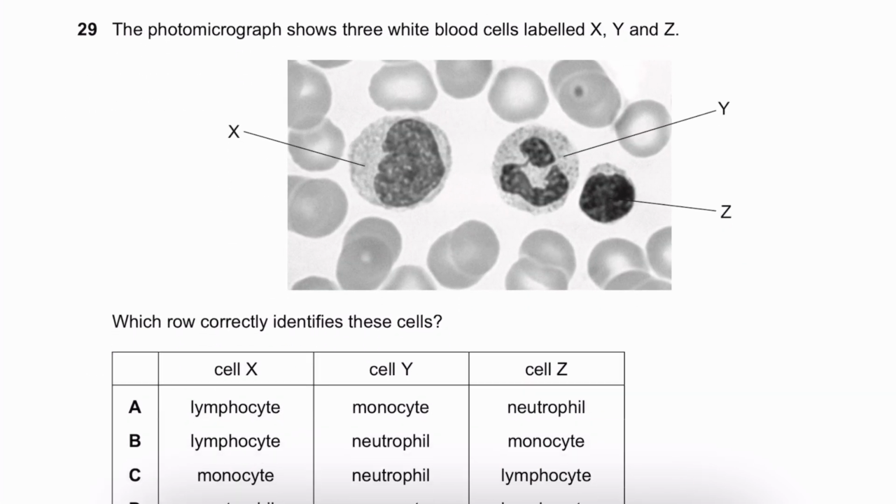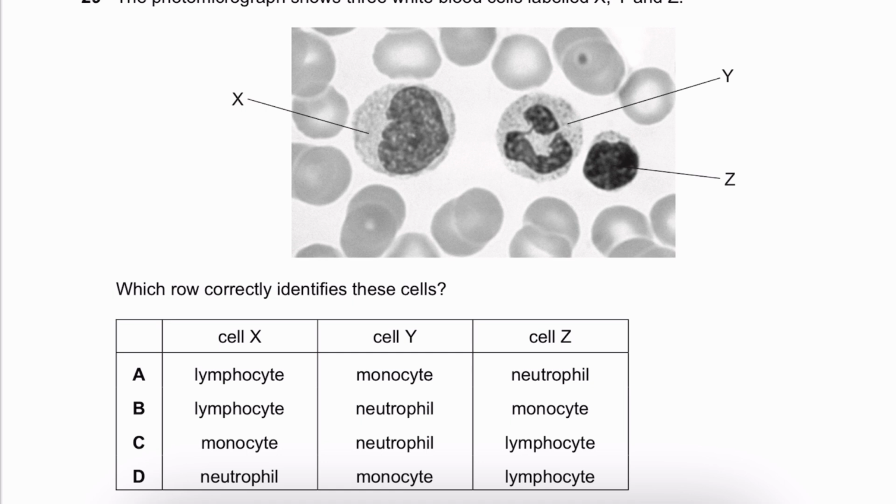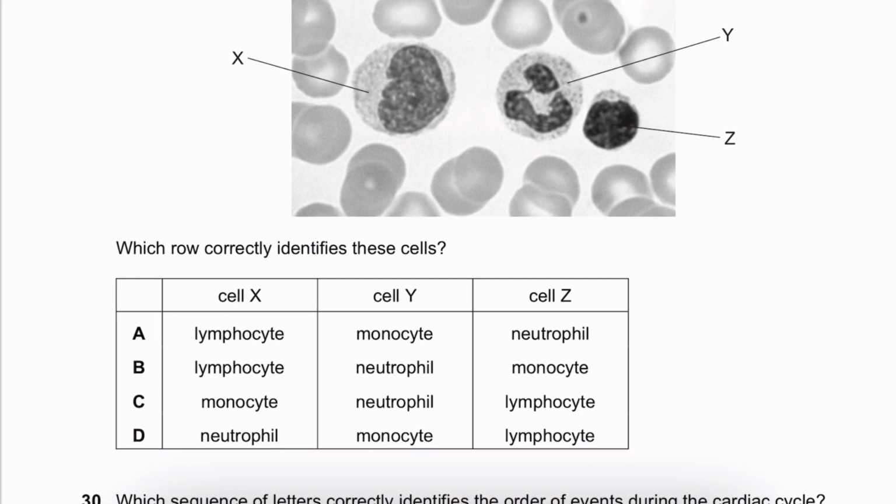Okay, now the photomicrograph shows 3 white blood cells labeled X, Y, and Z. So he's saying which row identifies these cells correctly. Okay, let's see. Cell X is the monocyte, cell Y is the neutrophil, and cell Z is a lymphocyte.